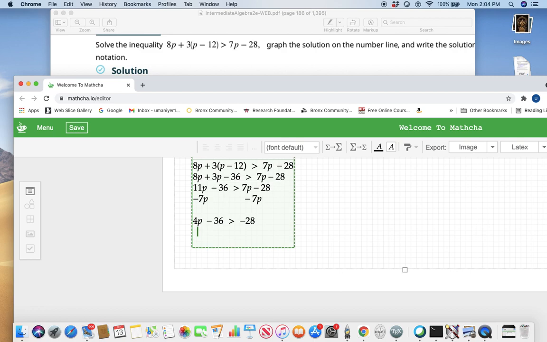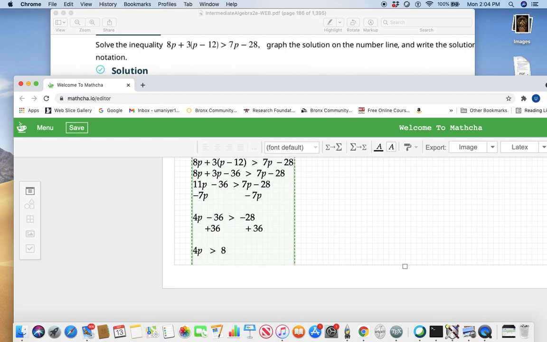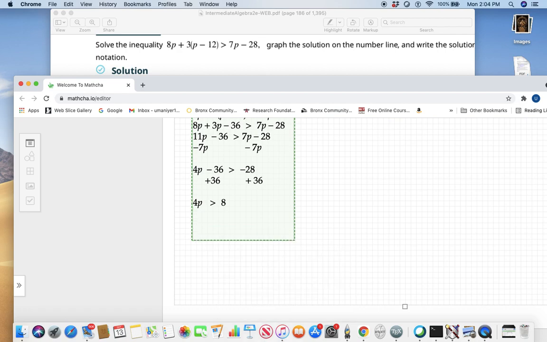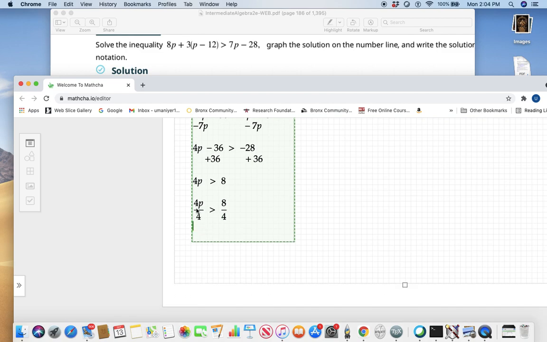Now I can isolate the 4p. I can move the negative 36 to the other side by adding 36 to both sides. So I have 4p minus 36 plus 36 cancel, greater than negative 28 plus 36, which is positive 8. This tells me to solve for the variable p, I divide both sides by 4. Alright, so the 4's cancel, I'm left with p greater than 2.